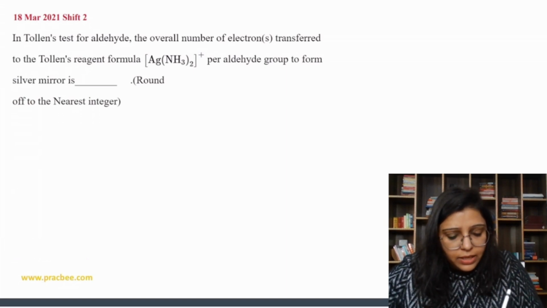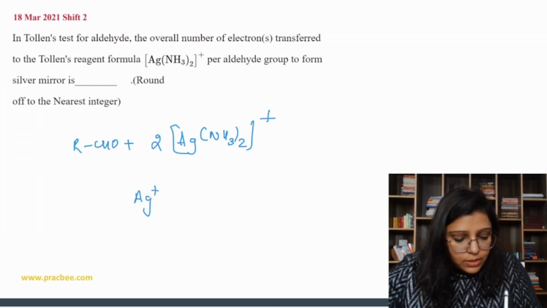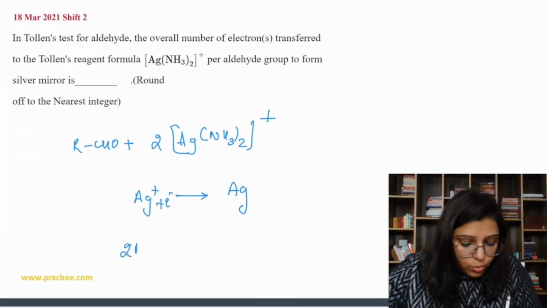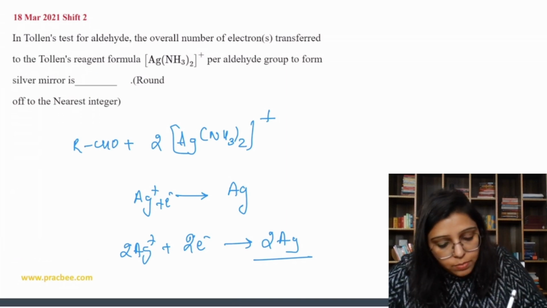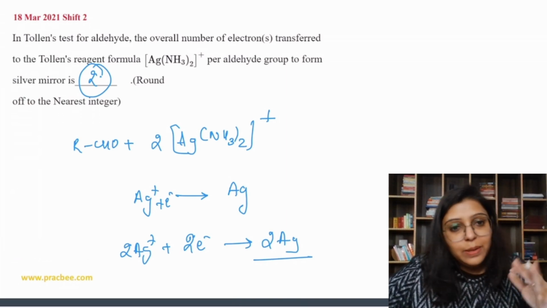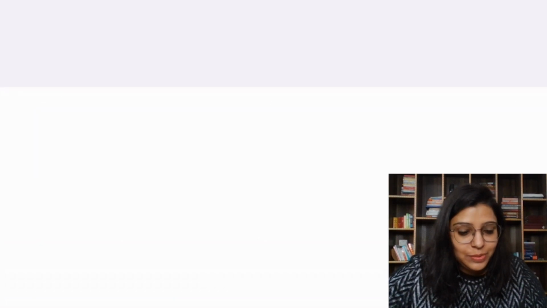So we know that we have RCHO, so we require 2 moles of silver ammoniacal nitrate. Already discussed above, 2 moles. Now Ag+ is converted to Ag, so it accepts 1 electron. We have 2 Ag+, so it will accept 2 electrons to form 2 Ag. So per aldehyde group, it should accept 2 electrons, right? The answer is 2. So in that way you can solve. Do not solve by a different method. This is the easiest way to do this.